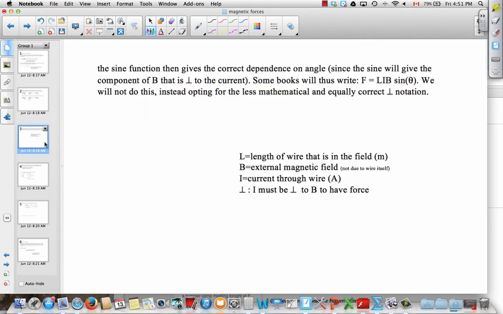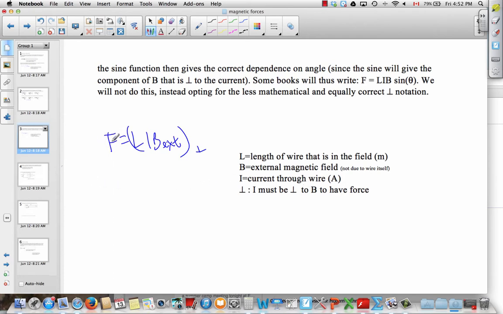But I tend not to do it that way. I tend to say that the force is just LIB external, and then just remember that things have to be perpendicular in order to get force. The current's got to be perpendicular to the field, or at least have some perpendicular component of magnetic field. So that's the magnetic force.